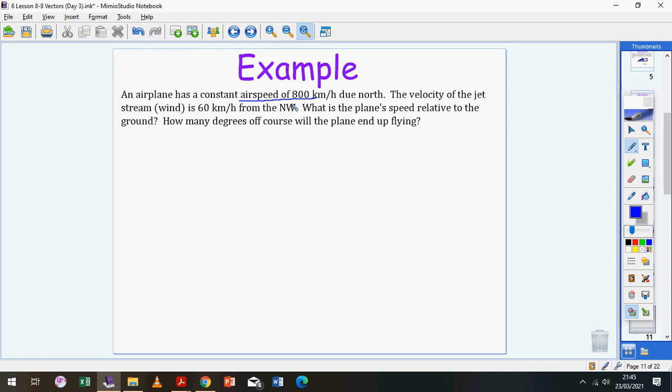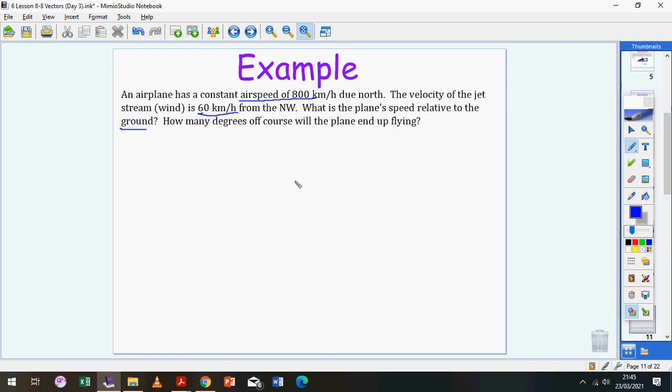The velocity of the jet stream or the wind is 60 kilometers per hour from the northwest. Okay, what's the plane's speed relative to the ground? So with all of these problems, the sketch is the most important thing. And the sketch really is a vector problem. It's a vector addition problem.